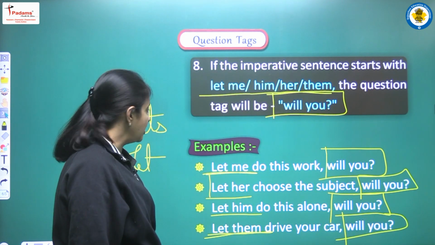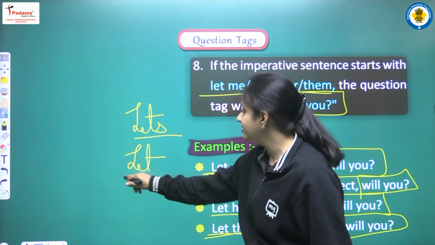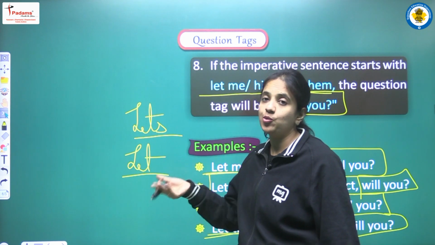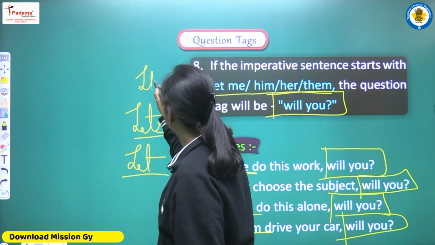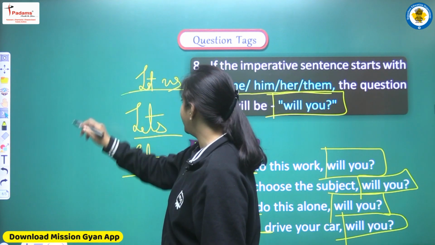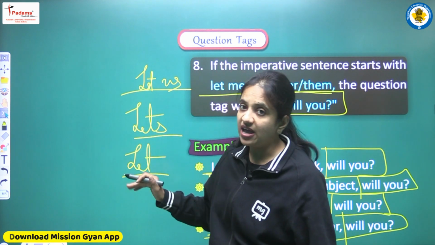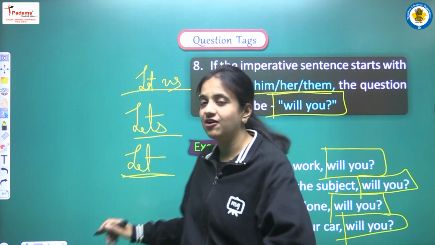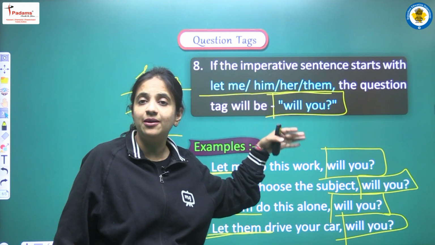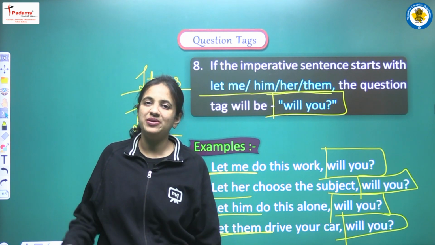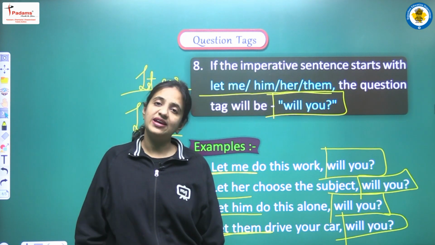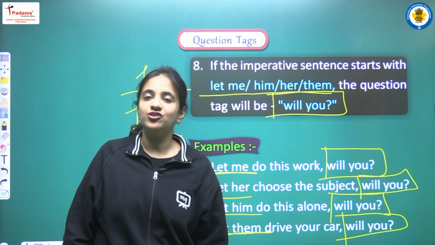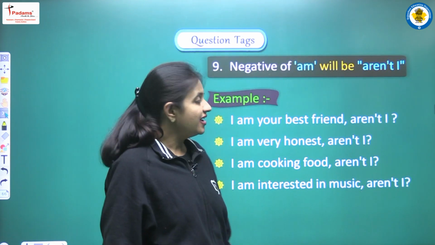So you have to be very careful regarding these two words, let's and let. If we are having let's, then the question tag will be shall we. Why? Because let's is actually let us, so we write it as let's. If we are having let's, then the question tag will be shall we. But if we are having let and after let we can have me, him, her, them, such words, then the question tag will be will you. So read the sentence very carefully, observe the words very carefully, then only decide the perfect question tag for the given statement.